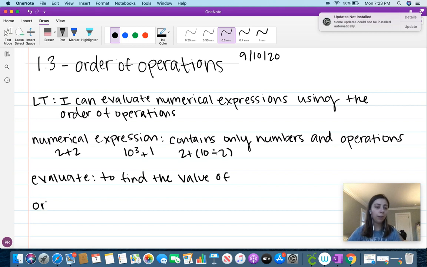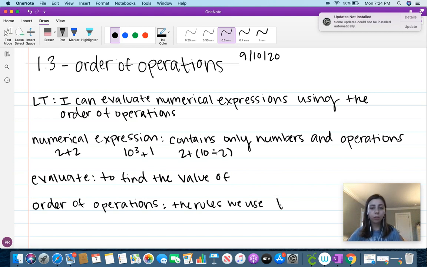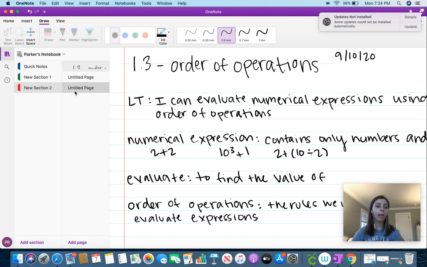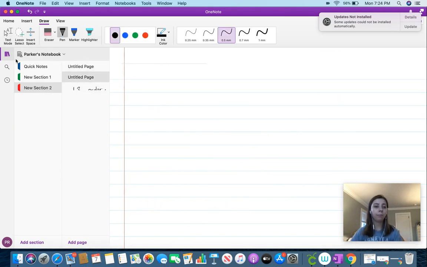And then our last vocab word is the title of the section, order of operations. The order of operations, these are the rules we use to evaluate expressions. So in this section, we are going to use the order of operations to evaluate, to find the value of numerical expressions. And now we're actually going to talk about what the order of operations really are.